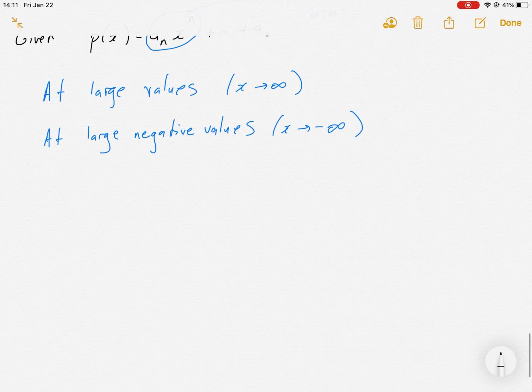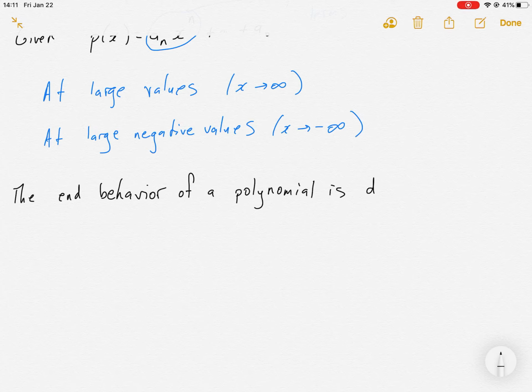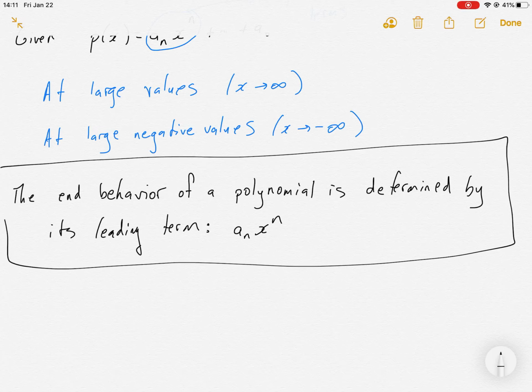So this leads us to another fact about end behavior. The end behavior of a polynomial is determined by its leading term, which looks like this. So this is a really key point that we're going to be using throughout this section. In order to find the end behavior of a polynomial, it's determined by whatever its leading term is.